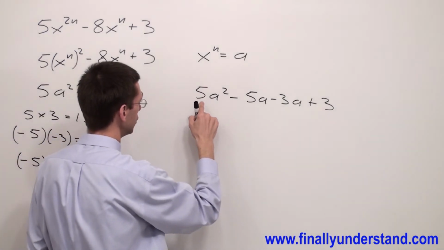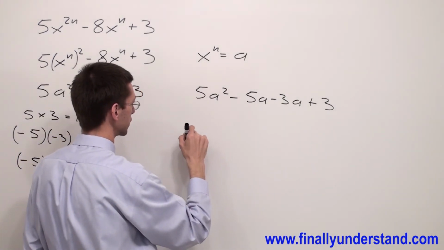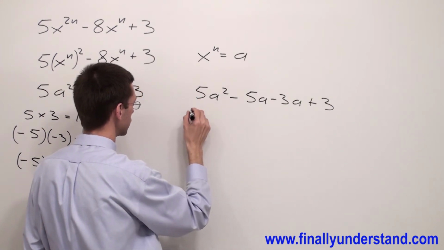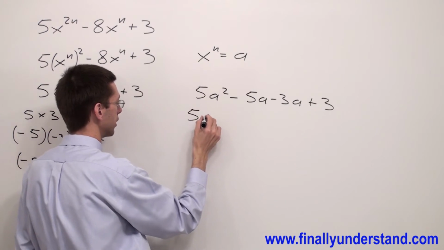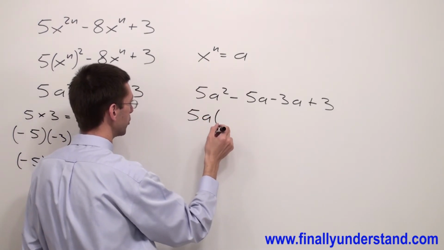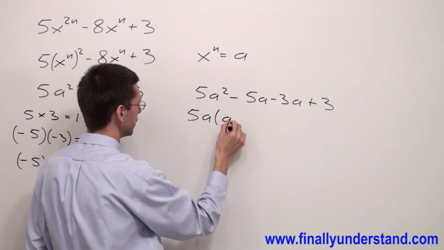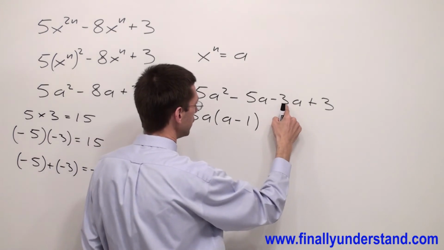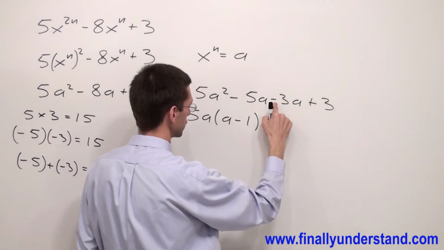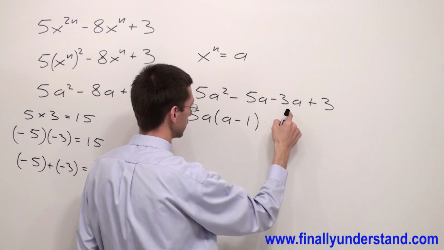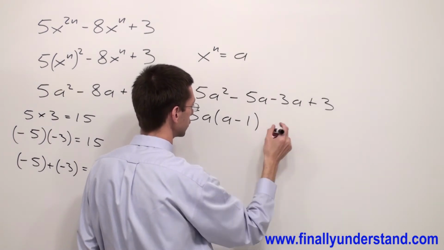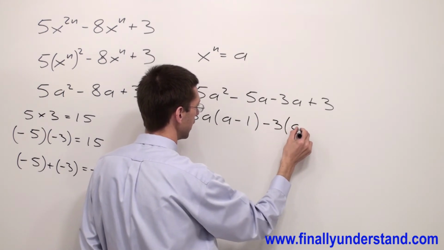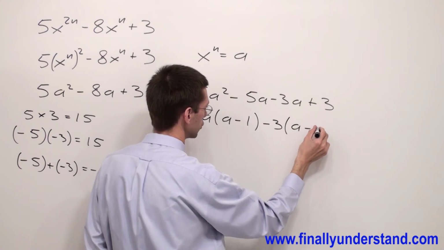Next, I have to check what I can factorize from this expression. I have 5a squared minus 5a. I can factorize 5a. And inside of the parentheses, I'm going to have a minus 1. I have negative 3a plus 3. From these two terms, I can factorize negative 3. And inside of the parentheses, I'm going to have a minus 1.